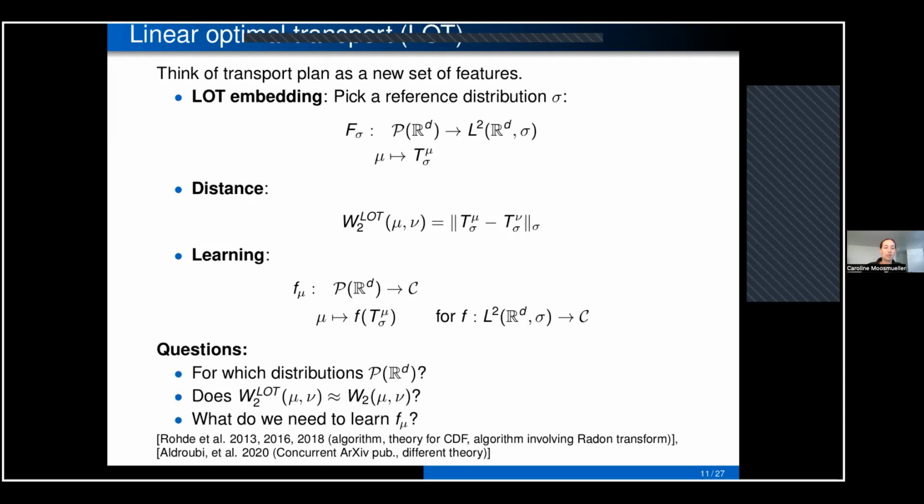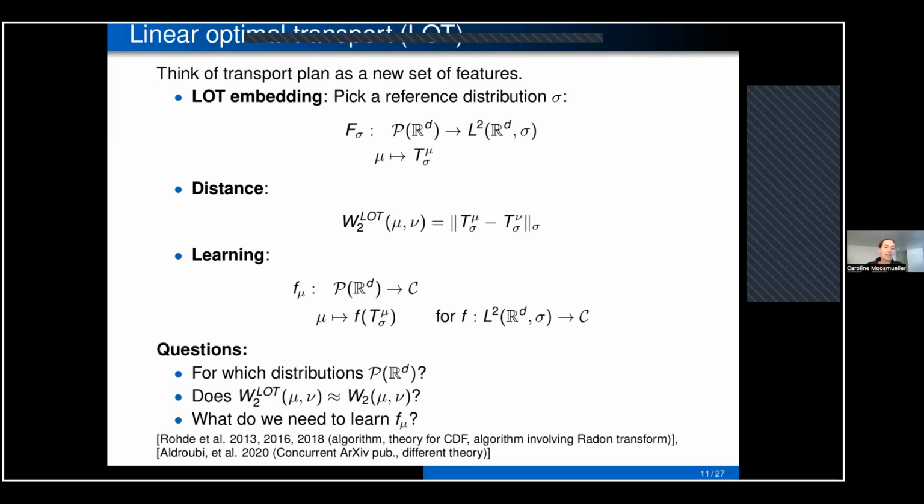And the obvious questions related to that are, first of all, for which distributions does this work? From a theoretical point of view, it does not have to work always. One space is non-linear, the other space is linear. They cannot be the same. So there has to be some restrictions.